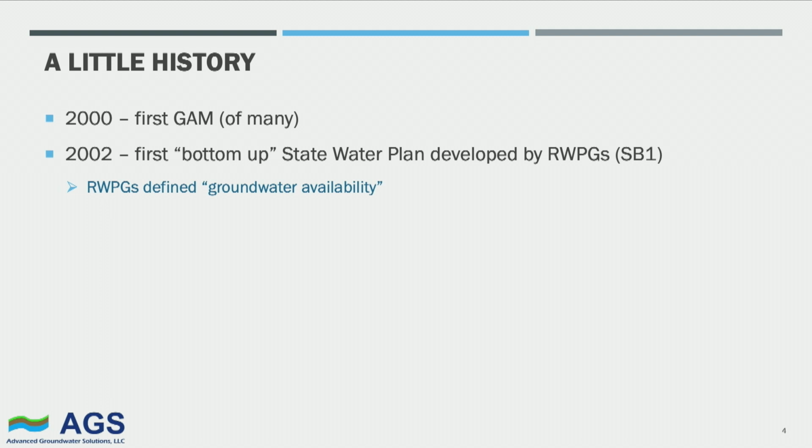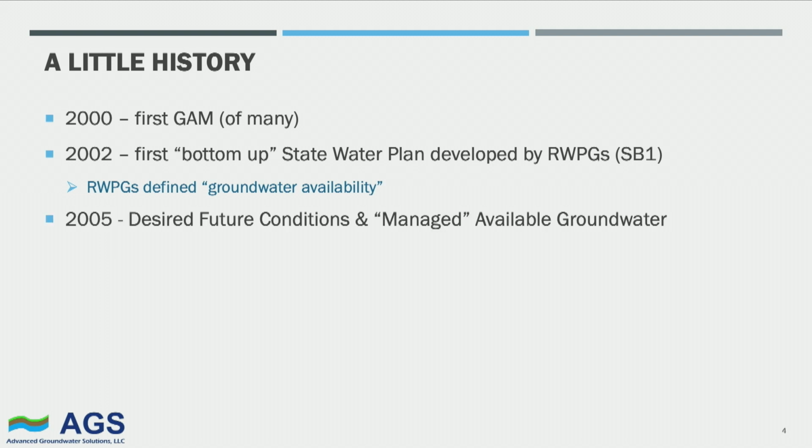And they came up with all kinds of methods to determine groundwater availability. And so by 2005, there was new legislation, and that's when desired future conditions came in. And that's when we came up with, at the time, managed available groundwater. Since then, it's been changed to modeled available groundwater. But that was the first initiation of this whole concept of desired future conditions.